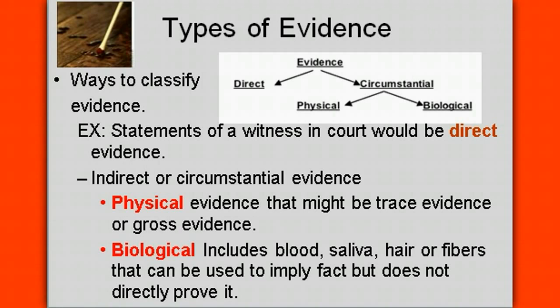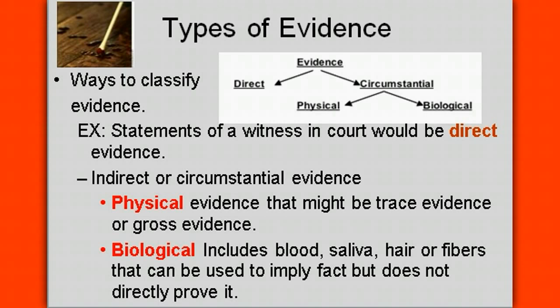Now, indirect, or what we call circumstantial evidence, is a little bit different. It means that there must be more evidence present in order for the person to be convicted of the crime. So the more circumstantial evidence we can collect at a crime scene, the better. So we can divide that circumstantial evidence into both physical and biological. Physical evidence might be trace evidence or gross evidence.